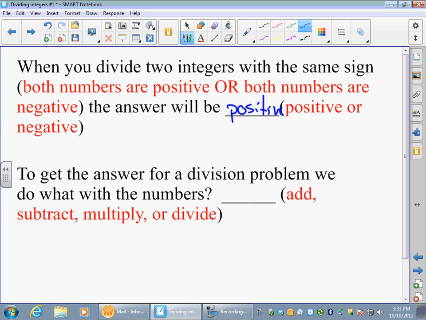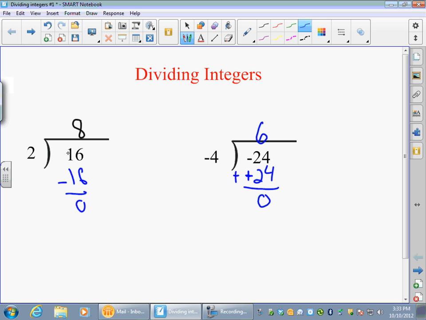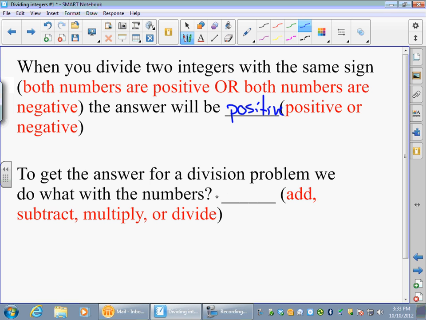Now, what do we actually do to get the answers? Well, we just divided. 16 by 2 is 8. 24 divided by 4 is 6. That's all. It's a division problem. You divide. That kind of makes sense. So when they have the same sign, it'll be positive, and you just divide.